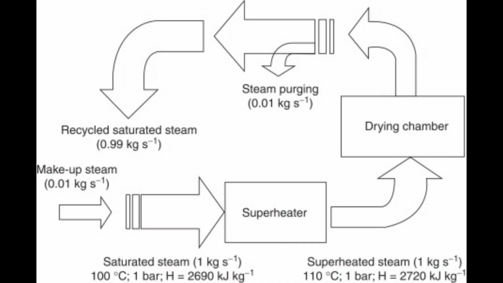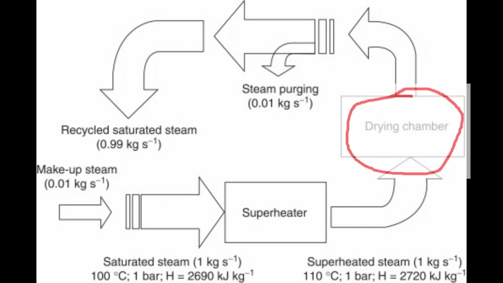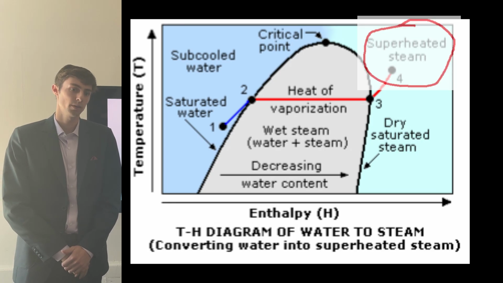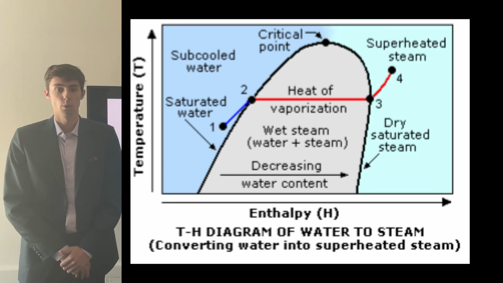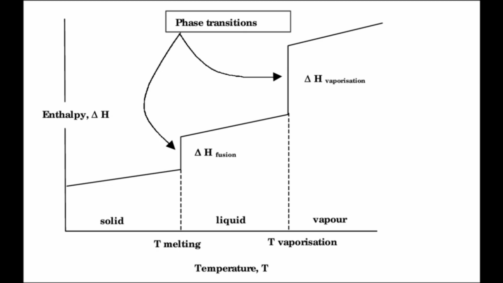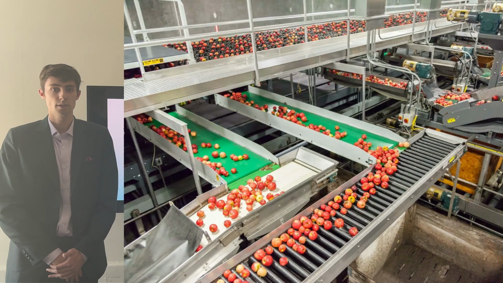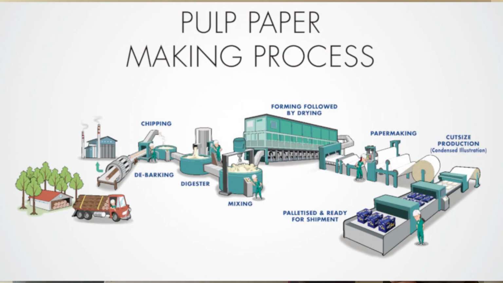The way it works is you take your material and you have it in this chamber, and the feed inlet is coming in with superheated steam. It has a higher specific enthalpy, which allows you to absorb more of that heat. So it's going to allow a greater heat transfer to occur, so it'll dry your objects quicker. It's most commonly used in food processing, such as pulp and paper, and the textile industries.